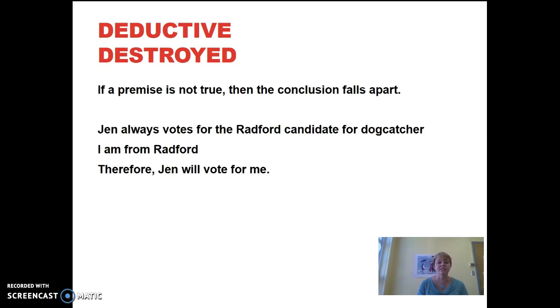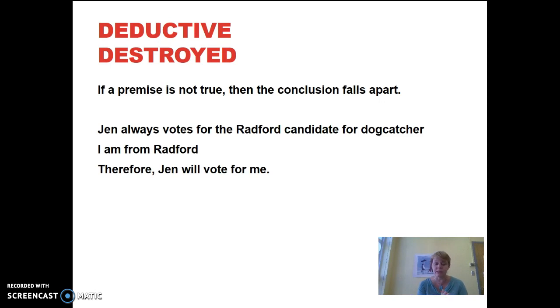When you're looking at a deductive argument and you identify that one of the premises is not true, then the conclusion falls apart. Here is, on the face of it, a good deductive argument. Jen always votes for the Radford candidate for dog catcher. I am from Radford, therefore Jen will vote for me. I can totally depend on Jen. But what if Jen doesn't always vote for the Radford candidate? What if that first premise isn't true? Then I can't depend on Jen.